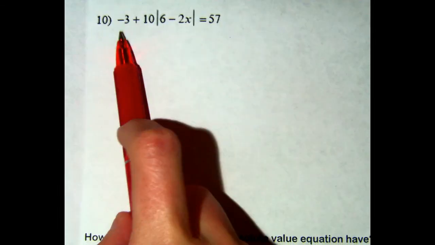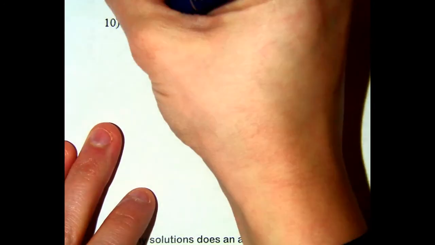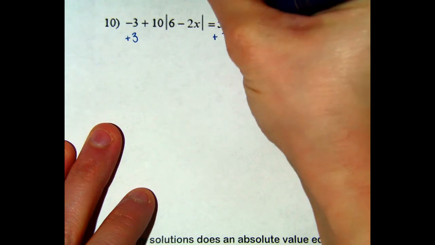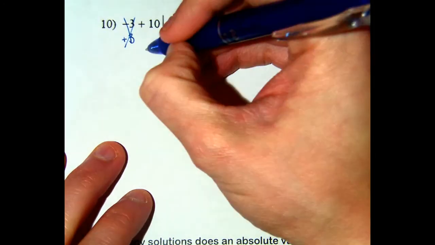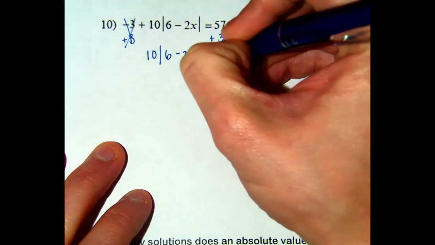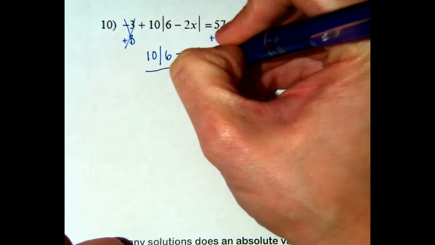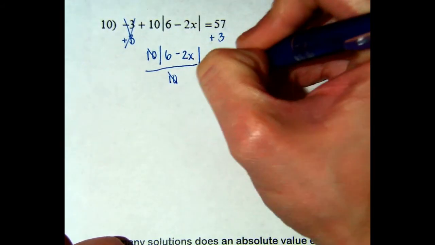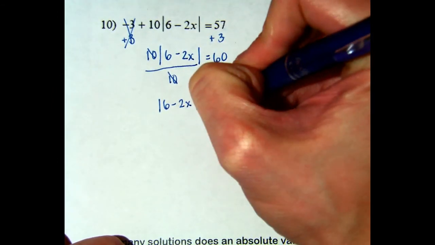Number 10, again, I've got that situation where I told you this does not mean I have negative 3 plus 10. This 10 is multiplied, so I cannot add those two together. So I'm going to move this 3 first by adding it. I'm adding it because it has a negative, not because this is positive or anything like that. We're not looking at that symbol. So 10, absolute value of 6 minus 2x equals 60. And we're going to divide by 10 to get the absolute value by itself. So the absolute value of 6 minus 2x equals 6.